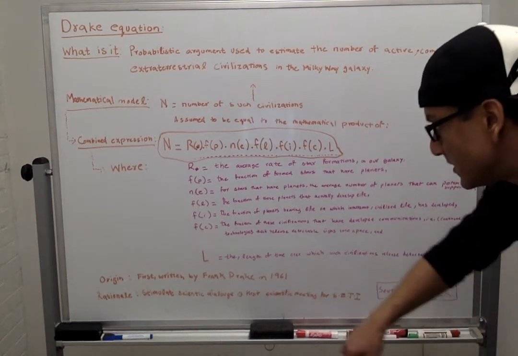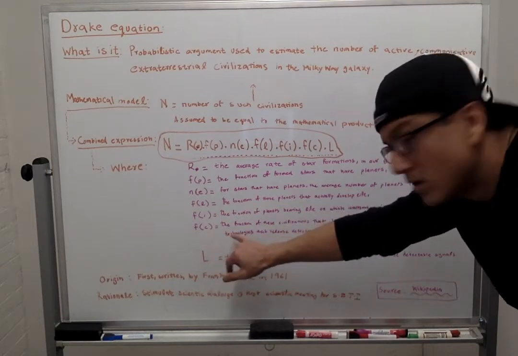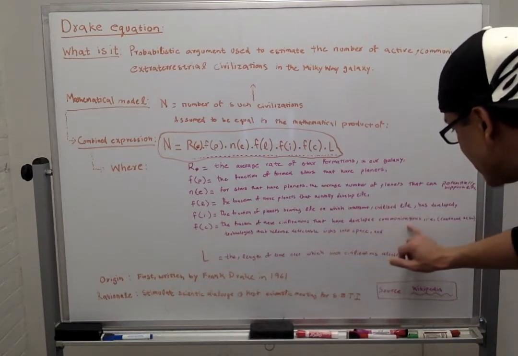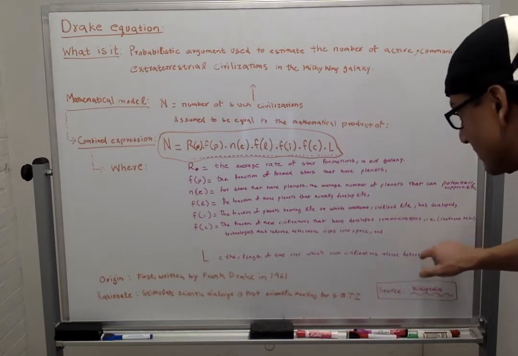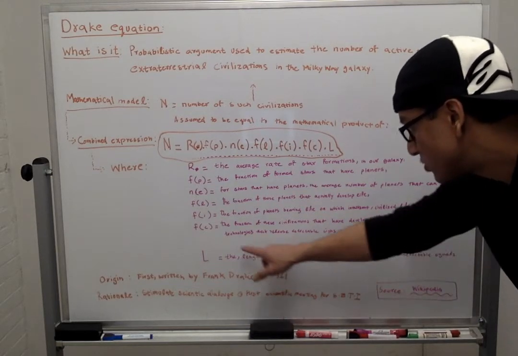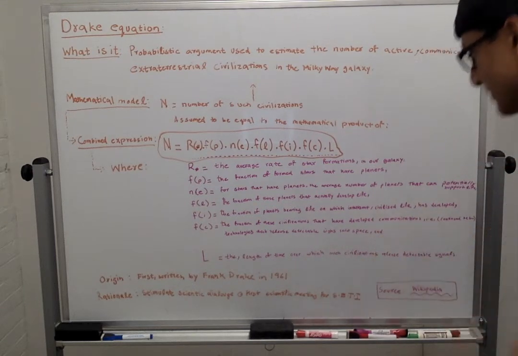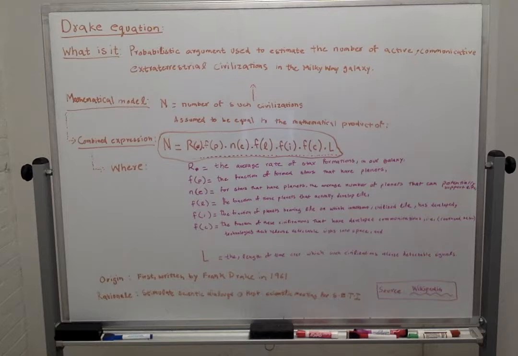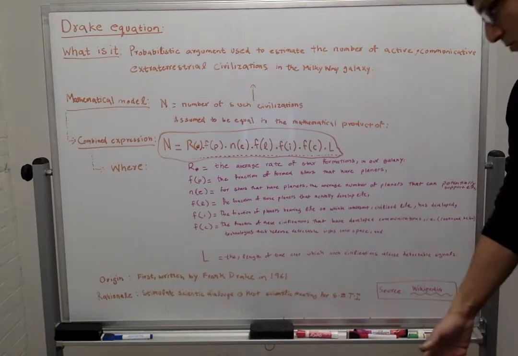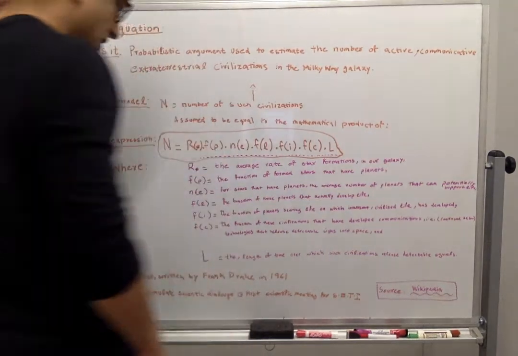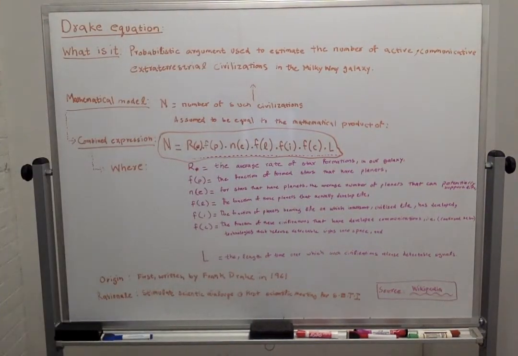Next up is f sub c, which is the fraction of these civilizations that have developed communications, that is, technologies that release detectable signs into space. All right, so this is interesting. This portion signifies that civilizations have developed a means of communications which are then released into space.